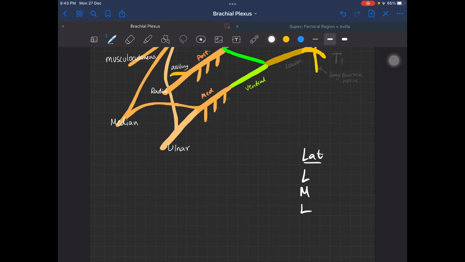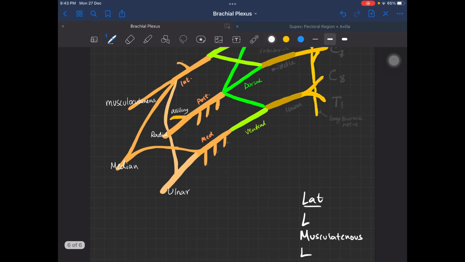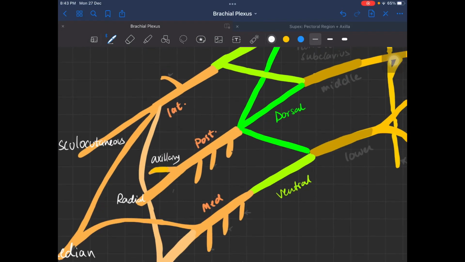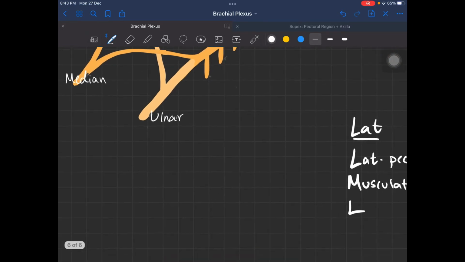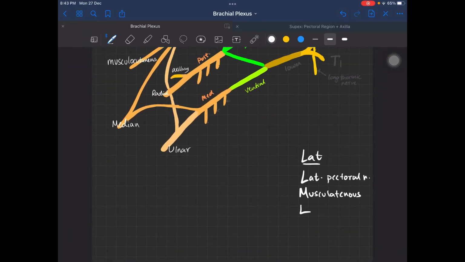M, we can all guess, is the musculocutaneous nerve, which is one of the 5 important terminal branches. L is lateral pectoral nerve. So which one is the lateral pectoral nerve? This tiny one emerging from the lateral cord is the lateral pectoral nerve. And what is the other L? The other L is the lateral root of the median nerve.